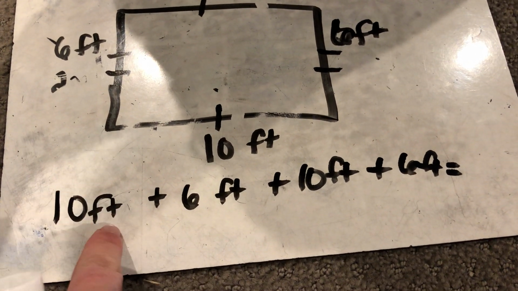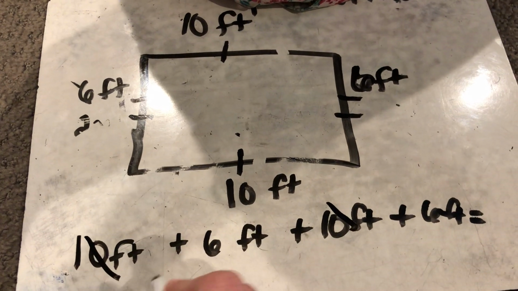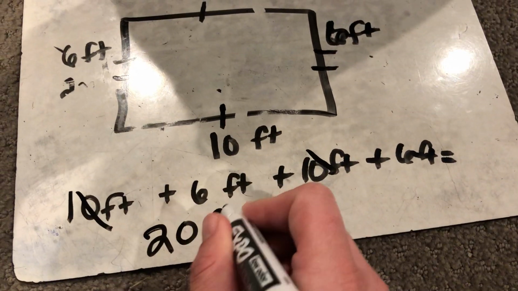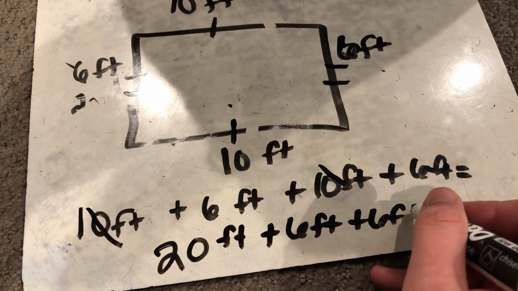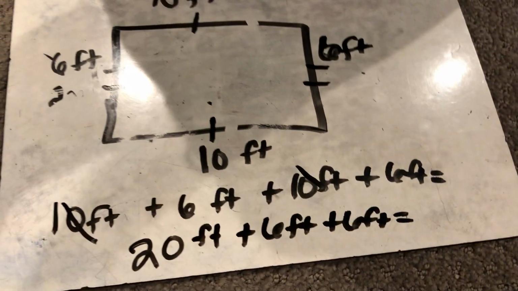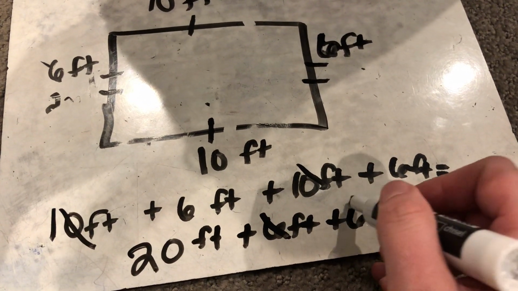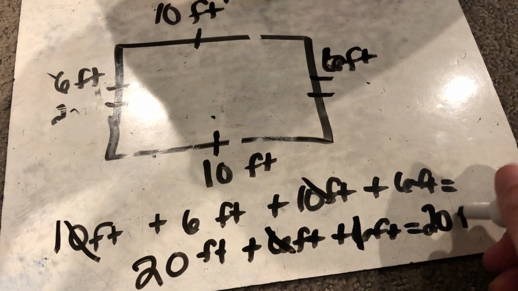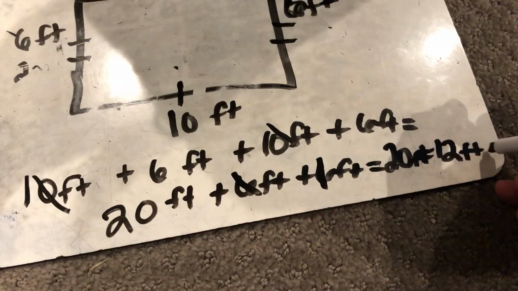okay, I go ahead and I add the easiest stuff first. So you know what 10 plus 10 is. What's 10 plus 10? That's 20. So I have 20 feet plus 6 feet plus 6 feet. Well, you know what 6 plus 6 is, it's 12. So I'm going to go ahead and cross off those 6's because I'm going to combine them. 20 plus 12 feet. Sorry, I forgot my measurements. I'm running out of room.